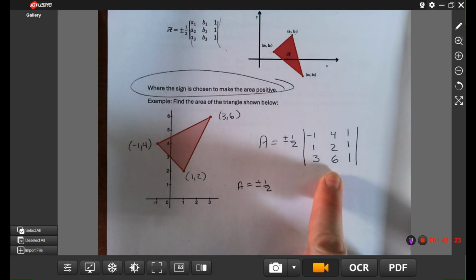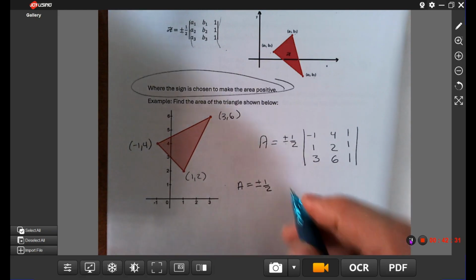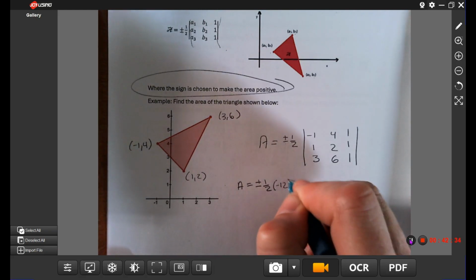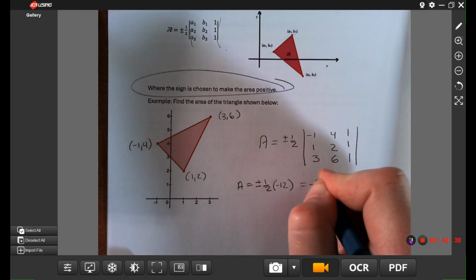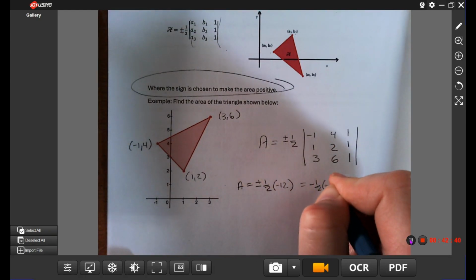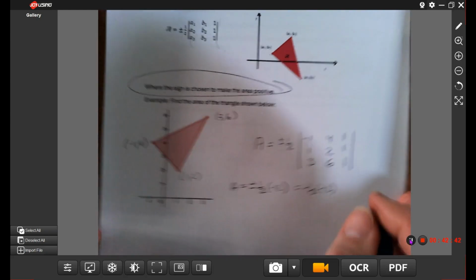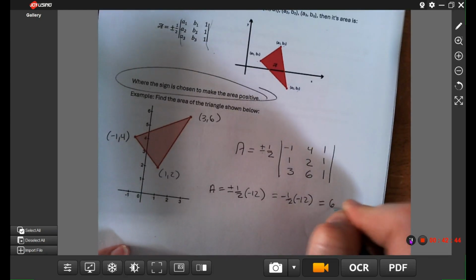So I'm just going to leave that to you. So type it into the calculator, choose the determinant option, and find out that that determinant in fact equals -12. Woohoo! So I actually am going to have to choose the -1/2 in order to make the area positive. So that would work out to be 6, and that is the area.